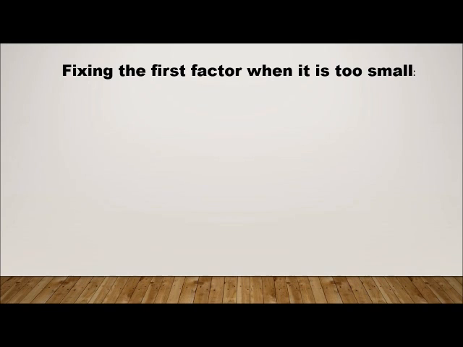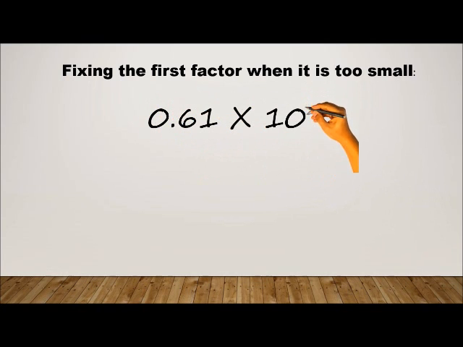Now let's look at how to fix the first factor when it is too small. Let's pretend we just solved a problem and we got 0.61 times 10 to the 4th. We can now look at our first factor and see that it's too small because it's smaller than 1. We can also notice that we have 1 digit too small. If I were to move that to the right one, then it would be 6.1, which would work.